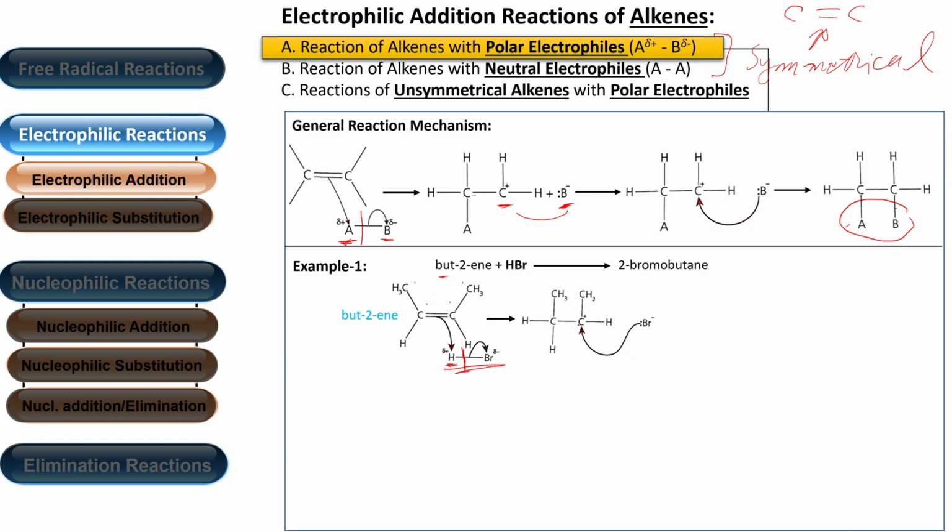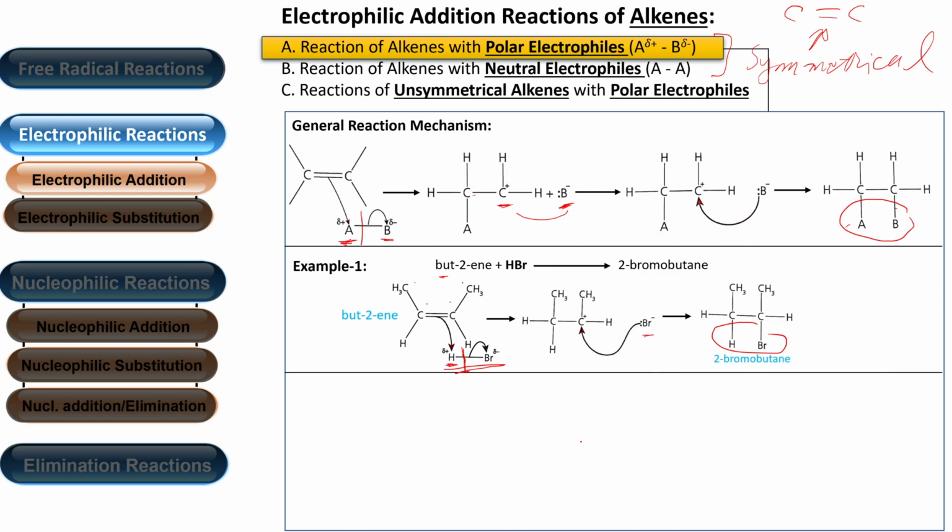At the same time, we show that this carbon is now carrying a positive charge, and this is the bromine carrying a lone pair of electrons. Bromine will give its lone pair of electrons to the carbon atom and make a bond with this carbon. And this is what we get at the end. This molecule is called 2-bromobutane. Overall, the alkene has been converted into an alkane, and HBr has added itself to the molecule.